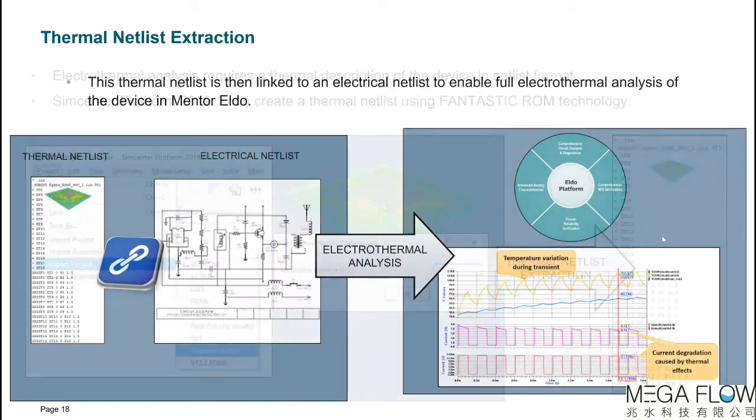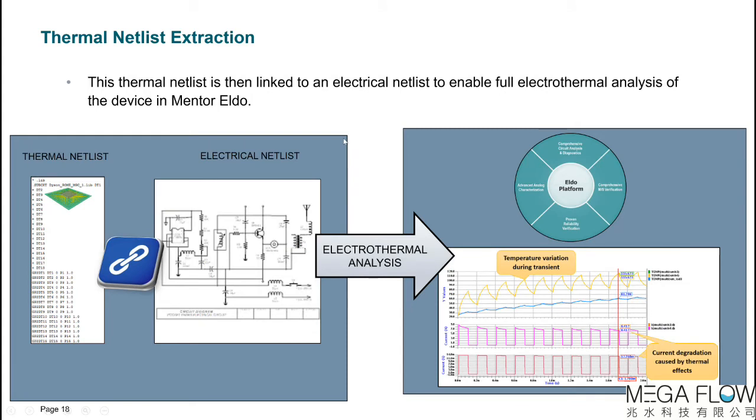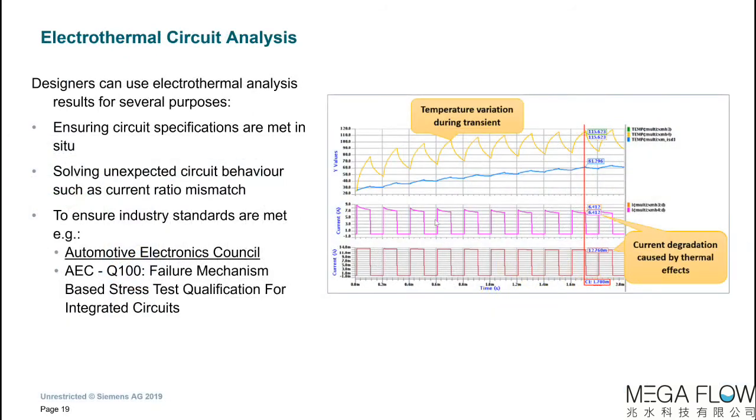Once you have the thermal netlist in hand, the next step in the workflow is to link it to an electrical netlist or a circuit description, and then use a tool like Mint or Eldo to perform electrothermal analysis downstream. Once the analyst has completed the electrothermal analysis in Mint or Eldo, they can use the results for several reasons. The first of which is to ensure the circuit will operate properly in the installed environment. The second of which is to help debug unexpected circuit behavior, such as the current ratio mismatch that we see on screen. And finally, to ensure that various industry standards are met before releasing the product.